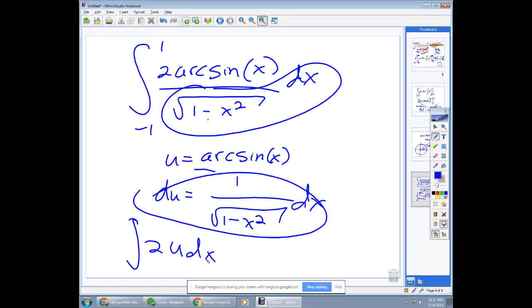So essentially, it's the same thing as before. du, u, du. Okay, so I'm going to take a slightly different approach on this one.